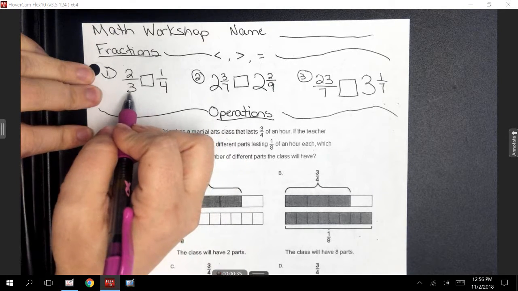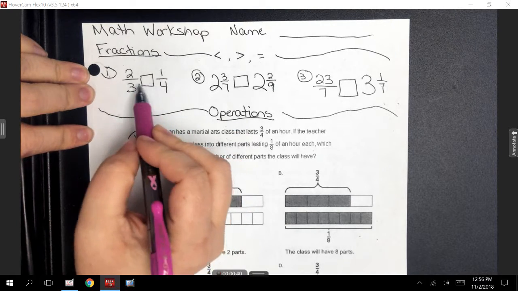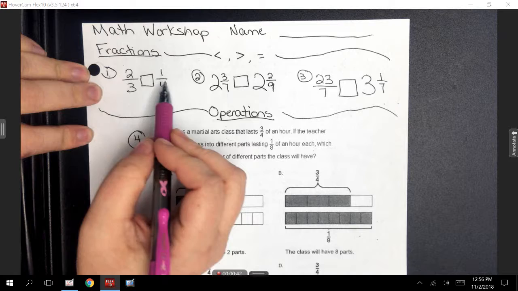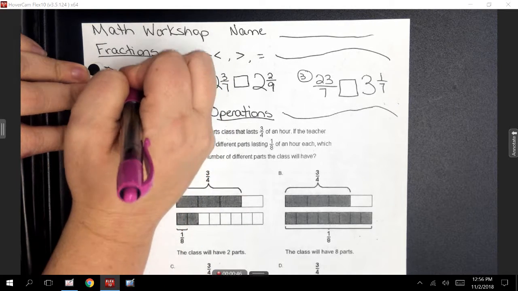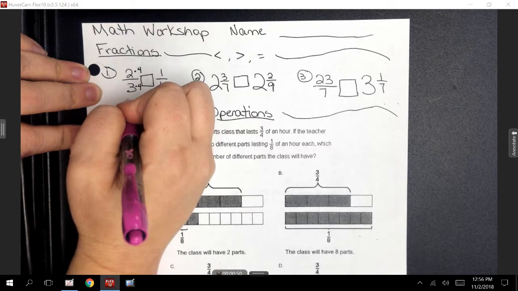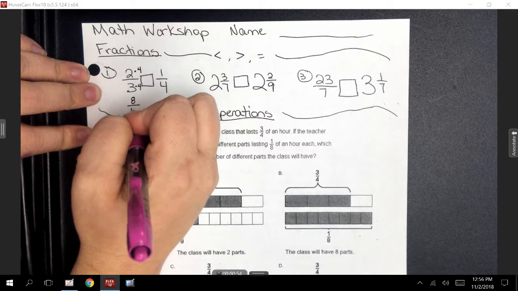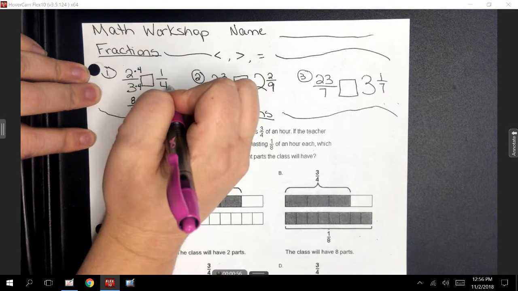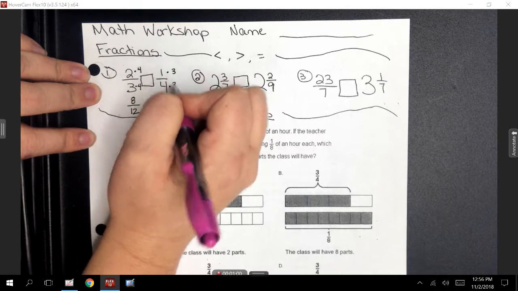So for our math workshop today, we have 2/3 compared to 1/4. Remember, we're wanting to find that common denominator so they're easy to compare. So if I multiply 3 times 4, and then the top by 4, we're going to have 2 times 4 is 8, 3 times 4 is 12. So we get 12 on the bottom. Over here, to make that 12 match, we're going to multiply by 3, and we do the top by 3.